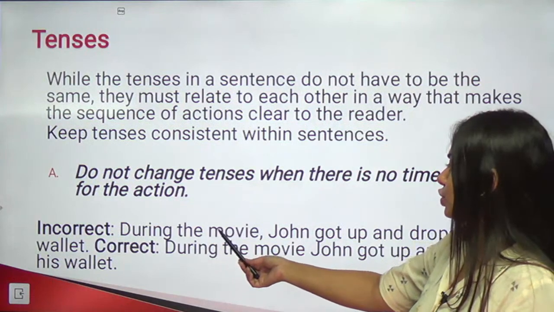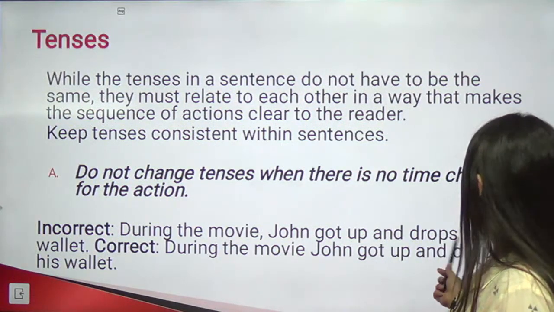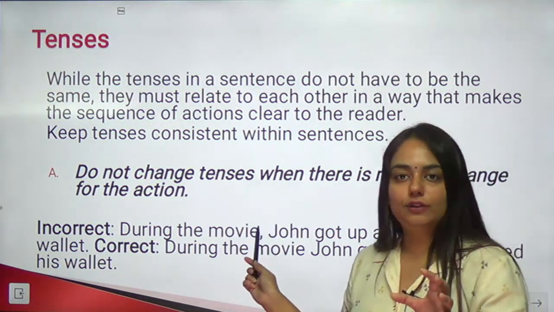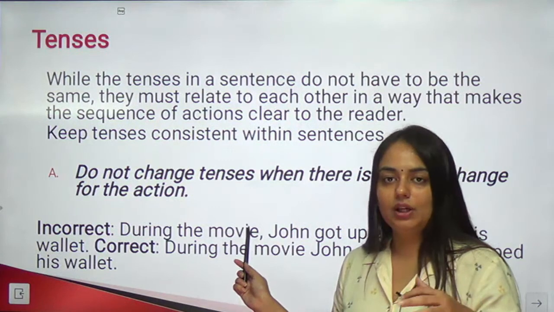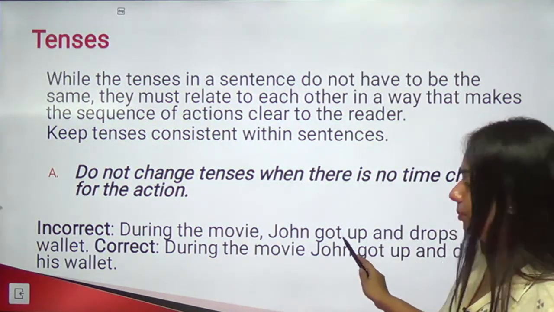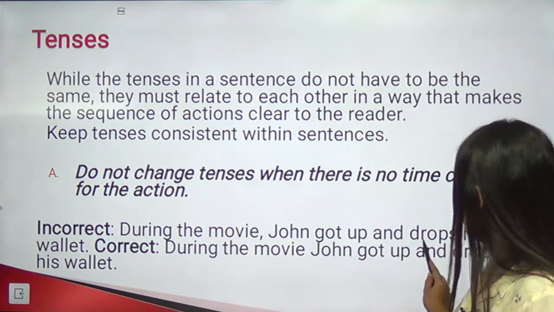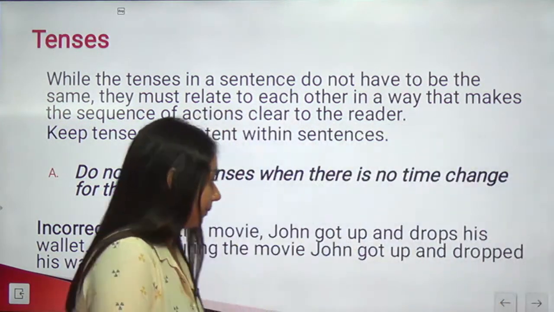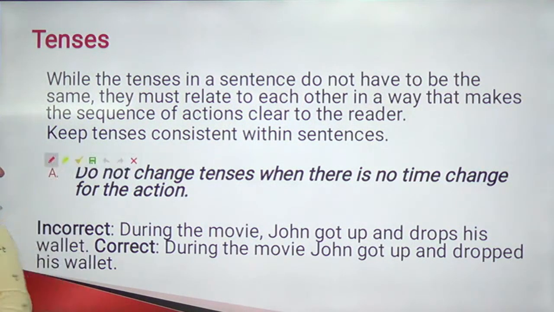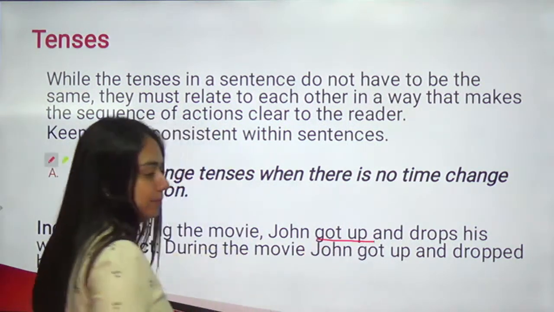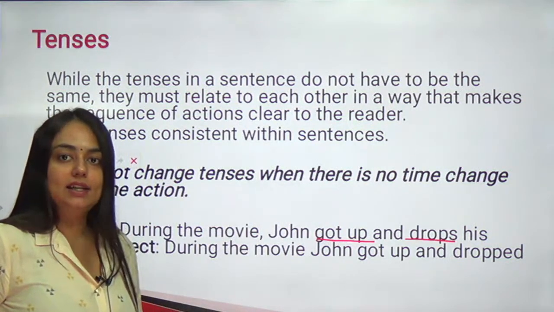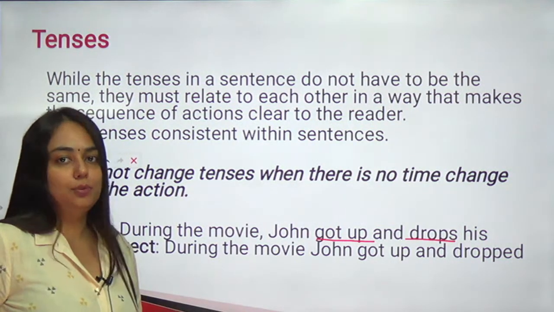So incorrect usage. During the movie, John got up and drops his wallet. Now we are talking about one point of time when he's done with the movie and he stands up and he's dropped his wallet. So he got up first of all. So how can you suddenly use a simple present tense? Alright, so got up we know is simple past tense. Drops we know is simple present tense. S and ES is added to verbs only in simple present tense.